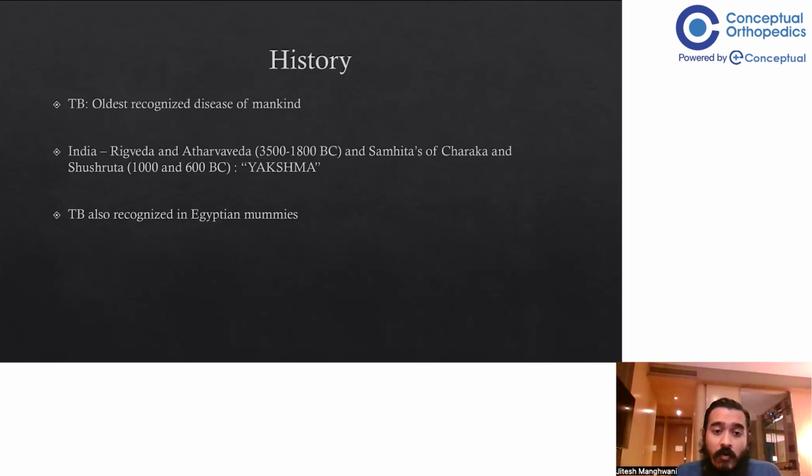centuries. Also in the Egyptian mummies, TB has been recognized. So again, as you are understanding, we are talking about not just India, but Egypt. So basically, this is one of the oldest diseases which might be prevalent globally since a very long period of time.